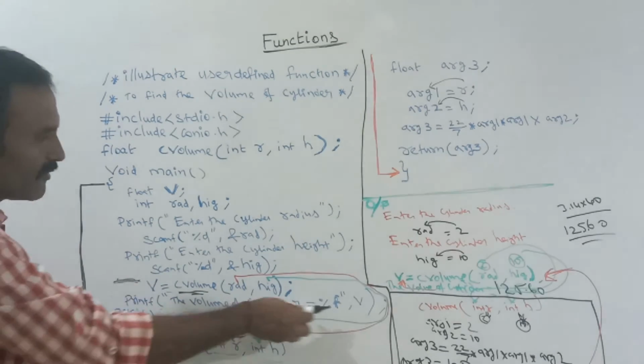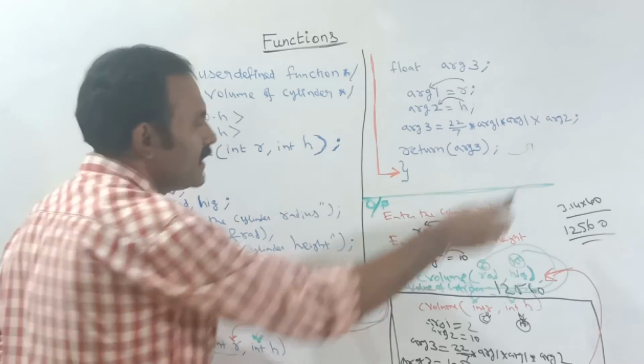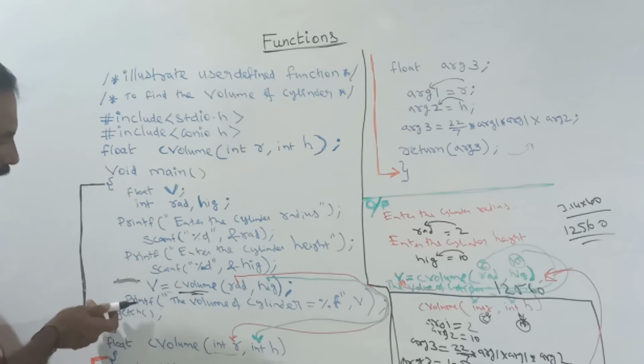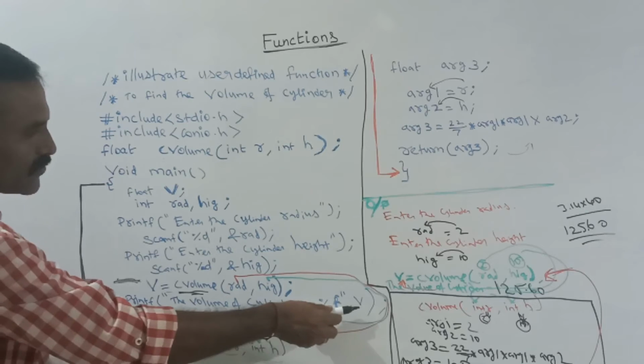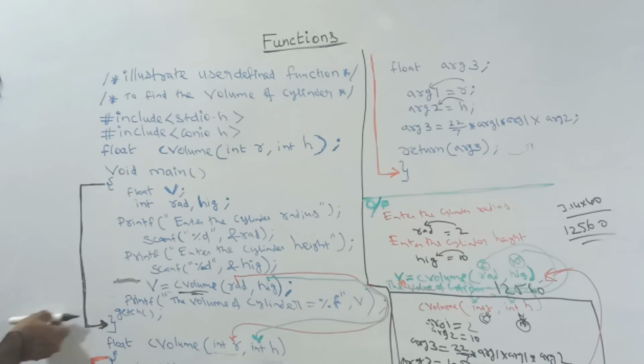Now what is the value of v? The value you returned here will be stored in v, that is 125.60. Here I am telling it to print v, that is the result: the volume of the cylinder is equal to 125.60. Here it will print, and after that it will come out.